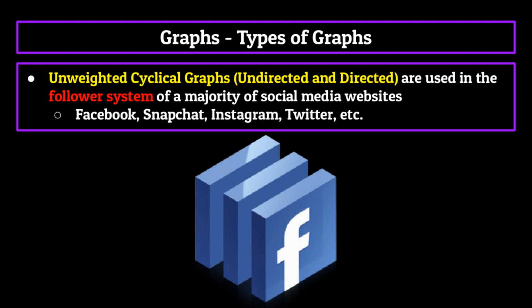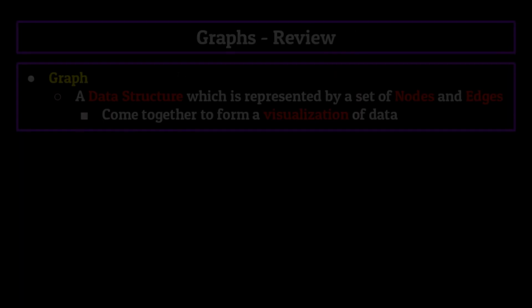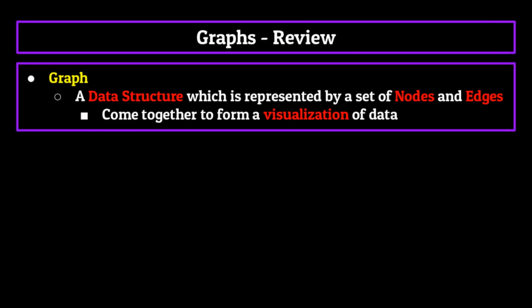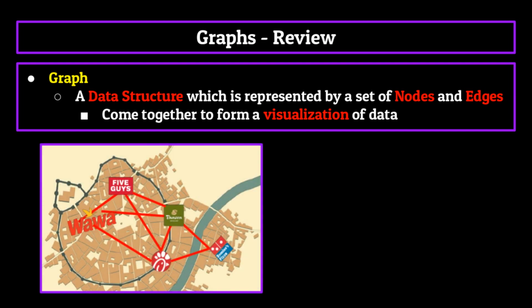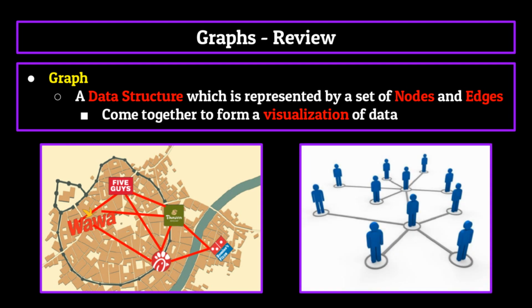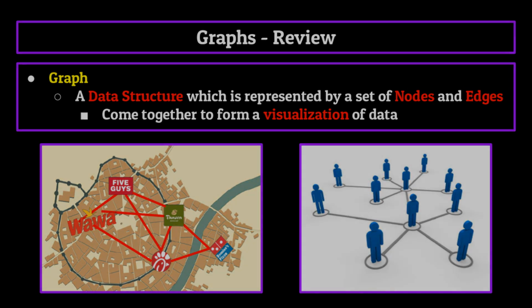As you can see, graphs and their many different forms provide a lot of the functionality that you interact with in everyday life, contributing to almost any facet of the internet. And with that concludes our discussion on graphs. As a review, a graph is a data structure which is represented by a set of nodes and edges. These come together to form a visualization of data. Whether that data be food locations on a map or friends on social media, the different types of graphs provide a multitude of implementations in computer science.